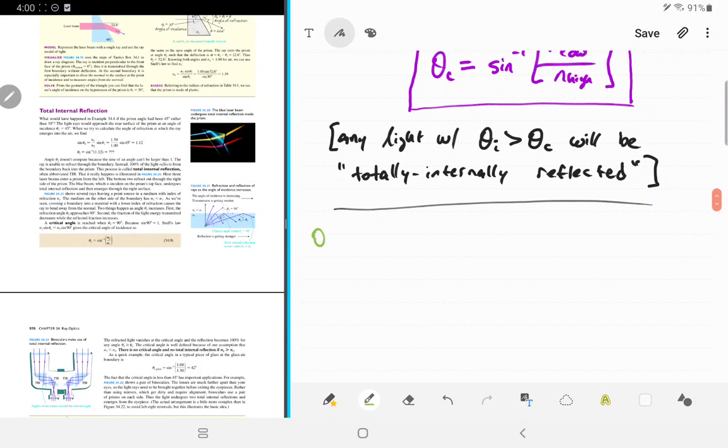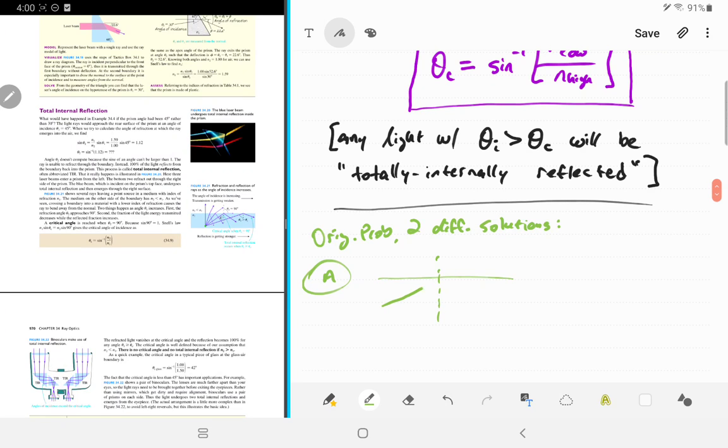Okay, so I'll say original problem, two different solutions. So I want to analyze it two different ways. The first way, okay, so we're just going to plug this into Snell's law.